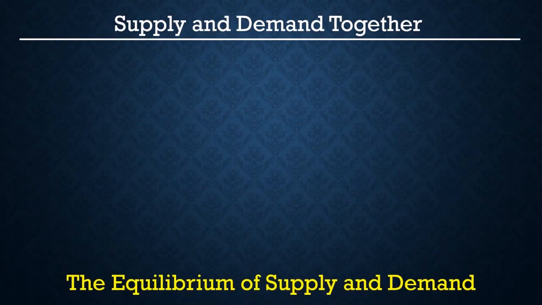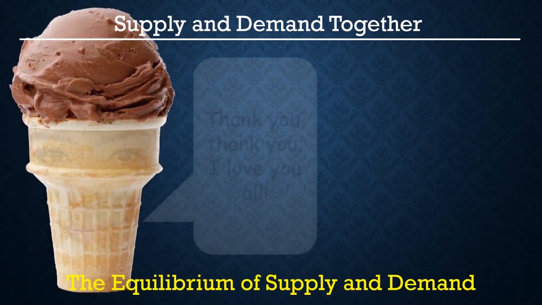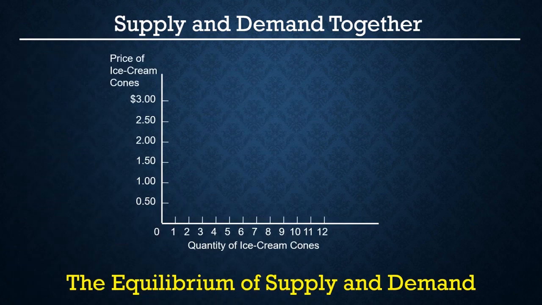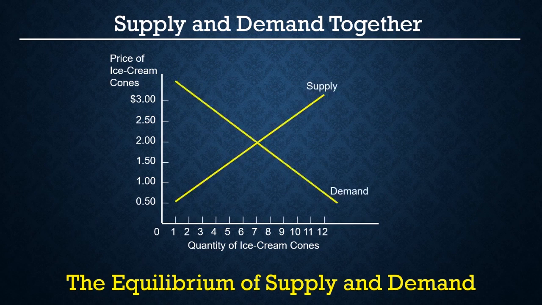Most of you remember our good friend, the ice cream cone. And she's back for you all. And let's once again graph the demand and supply for ice cream cones. Again, you start with the demand curve. That looks familiar. And then to the supply curve. Here's supply and there's demand. This should now be very familiar to you.